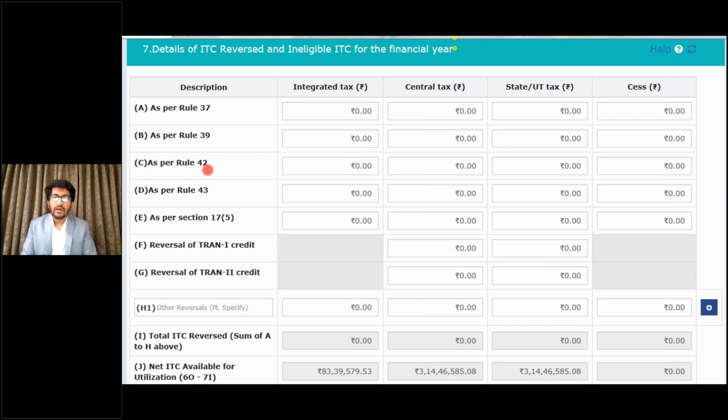Again, reversal, we have to give rule wise bifurcation. How much is reversal under rule 37, rule 39, rule 42, 43 and section 17.5. If there is any reversal other than these, then a separate line is there for same. Example, I opted in for composition scheme. The reversal would come in H1.